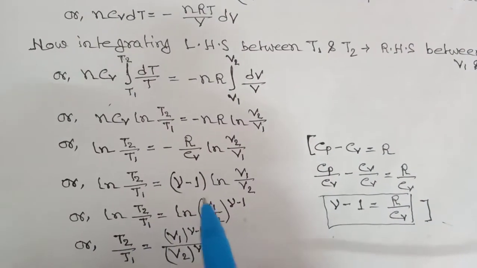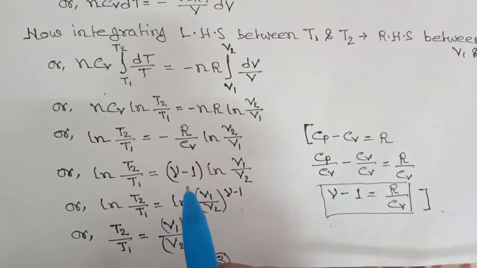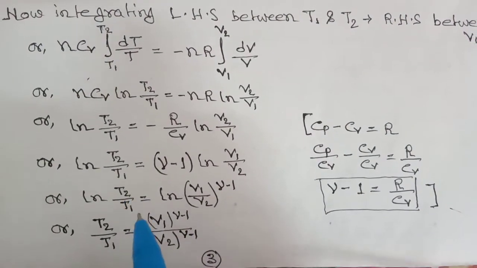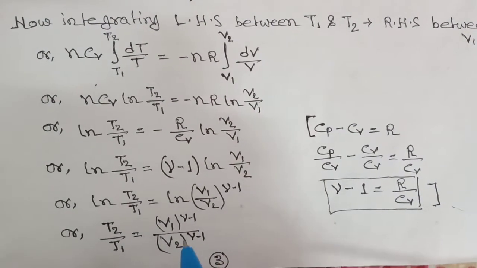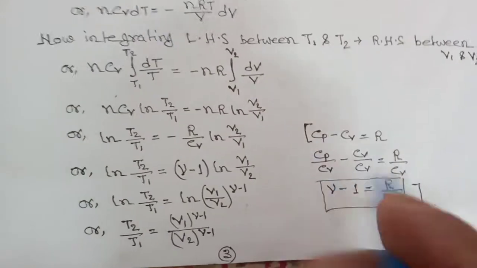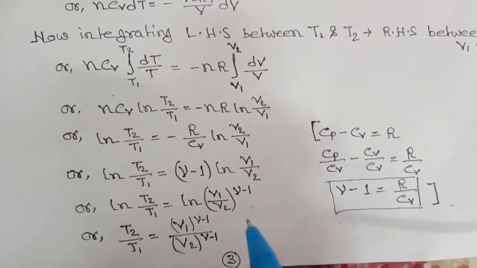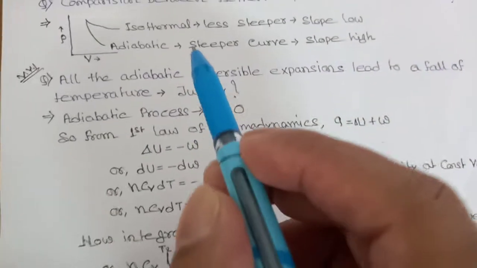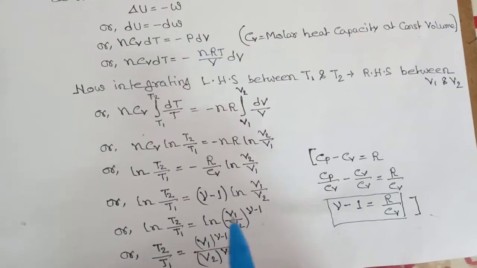So now this term will go in the power of this one. Both ln and ln will cancel out. So we can write T2 by T1 is equal to V1 by V2, and V1 to the power gamma minus 1 on top, and V2 to the power gamma minus 1 below. This gamma is always greater than 1, and V2 will be greater than V1 because expansion happens here. Expansion means final volume will be larger than initial volume.